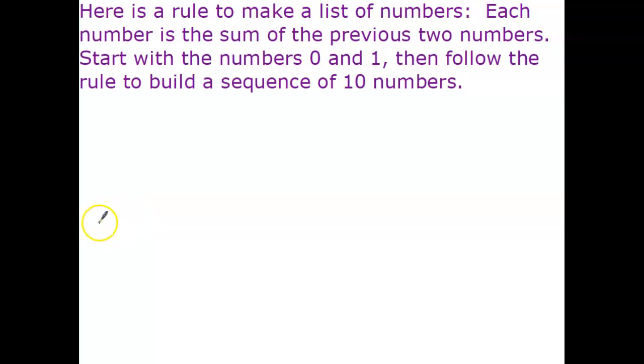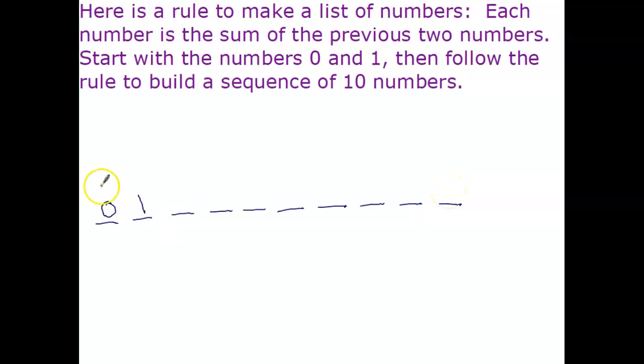So I'm just going to start with 10 blanks. 1, 2, 3, 4, 5, 6, 7, 8, 9, 10. Okay, we know that the first two numbers are going to be 0 and 1. So we have to come up with the next 8 numbers.